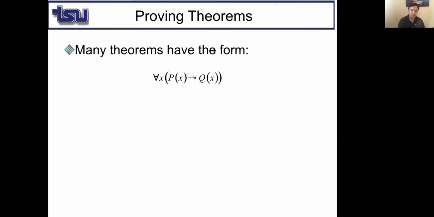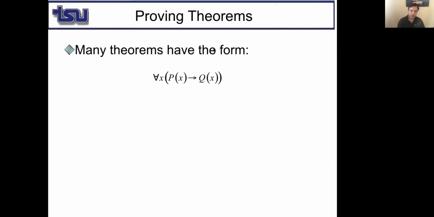Many of the theorems will have the form P implies Q. For every x in the domain, P of x implies Q of x. That's the form that we are going to mainly use to prove theorems, as you will see. So how do we prove conditional statements? P implies Q. Our goal is to prove that P implies Q is true. Well, there are sometimes trivial proofs.